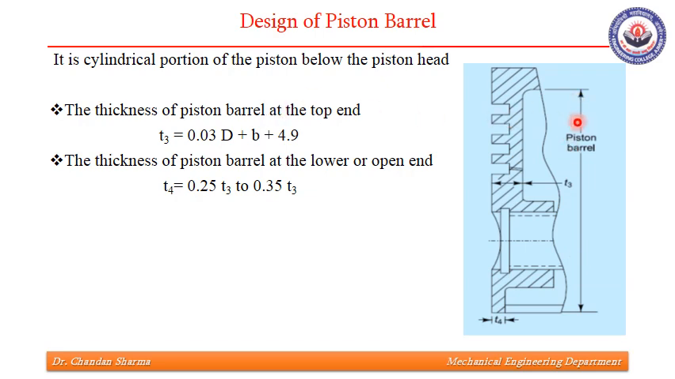We need to find its thickness at this point, which is top end, and this point, which is open end, because beneath this connecting rod will start. So T3 and T4 are given by these empirical formulas, and T3 is given in terms of D and B, which we have already found, and T4 can be represented in terms of T3. We are seeing from last few slides that we need to find only few key dimensions, and we can convert the remaining ones into those key dimensions.